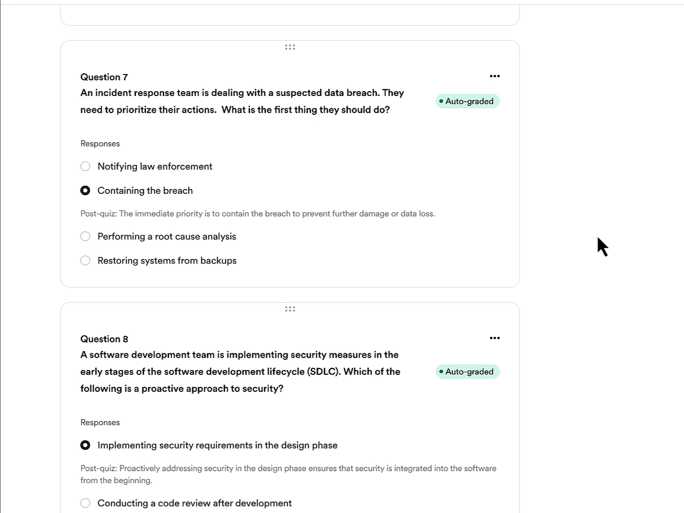Question 7. An incident response team is dealing with a suspected data breach. They need to prioritize their actions. What is the first thing they should do? A, notify law enforcement. B, contain the breach. C, perform root cause analysis. Or D, restoring systems from backups.